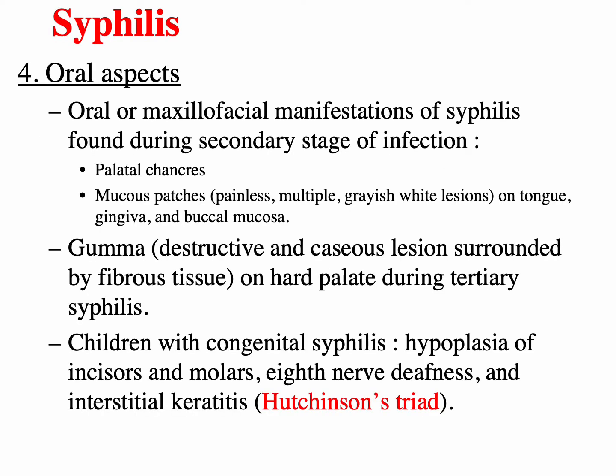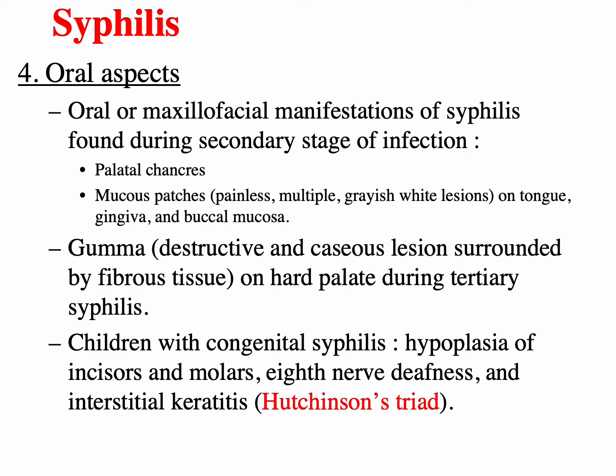So what are the oral aspects of syphilis? One of them we'll talk about is that you can get lesions in the oral cavity. The oral maxillofacial manifestation of syphilis can occur not only in the tertiary but also in the initial and secondary stage. The organism travels through oral genital contact and the spirochete starts causing lesions in the oral cavity.